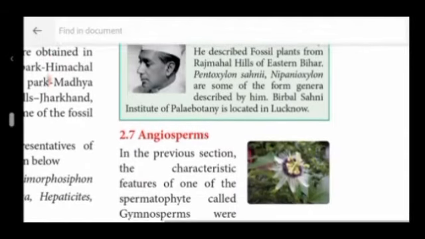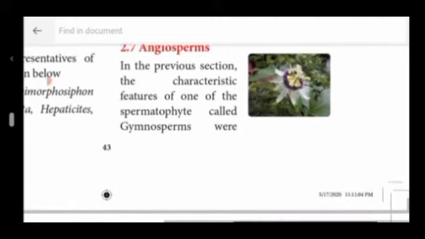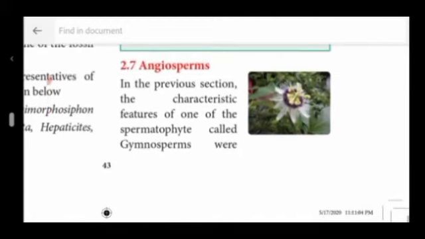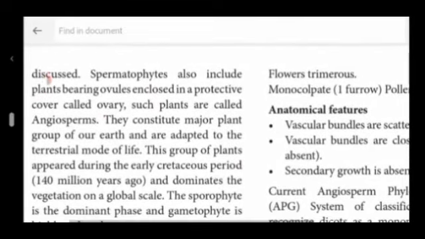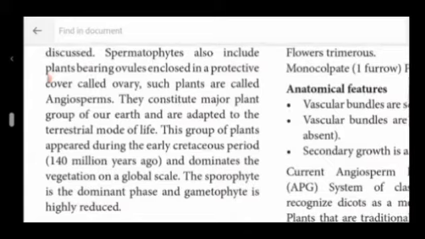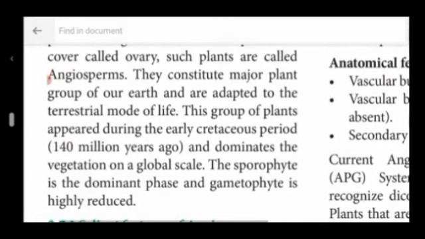The next is angiosperms. The angiosperms are the most advanced group of the plant kingdom. Gymnosperms and angiosperms are considered spermatophytes because these two produce seeds. They are seed producing plants. Spermatophytes include plants bearing ovules enclosed in a protective covering called ovary. Such plants are called angiosperms.